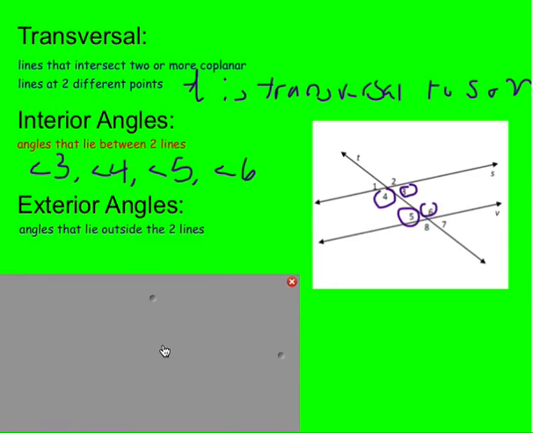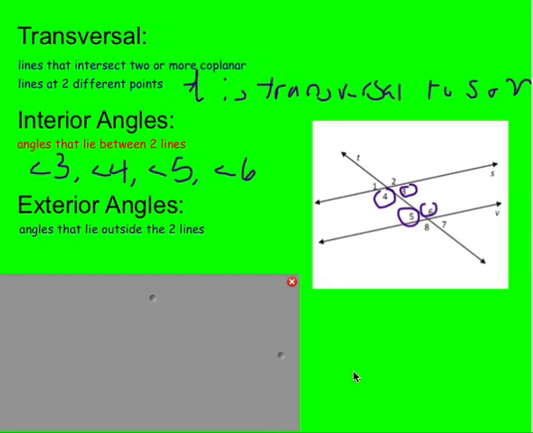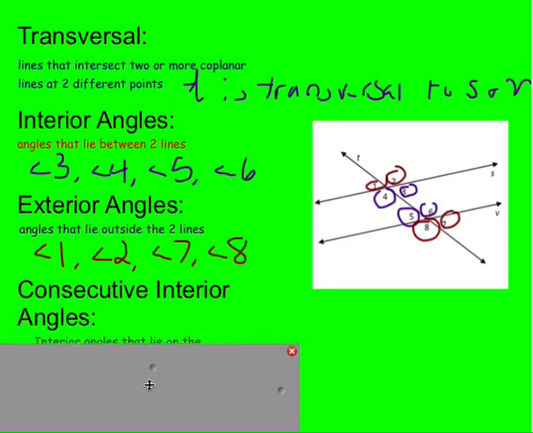Let's take a look at exterior angles. Exterior angles are angles that lie on the outside of the two parallel lines. For this diagram, that would be angle 1, angle 2, angle 7, angle 8. So this angle, this angle, this angle, and this angle. Each of those angles are exterior angles because they lie on the outside of the two lines. Again, really make sure you're getting those vocabulary words written down.